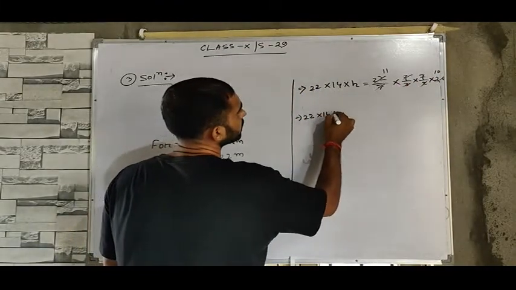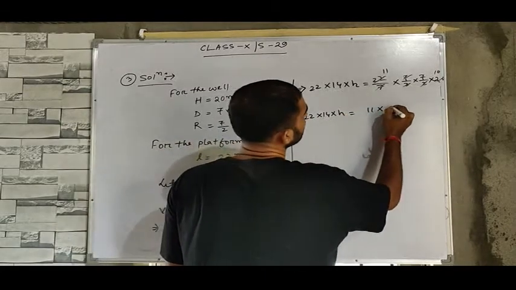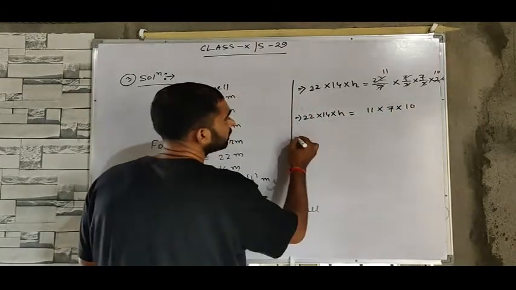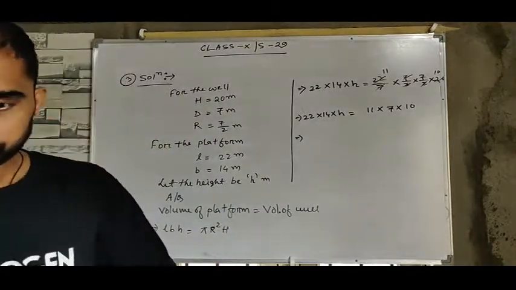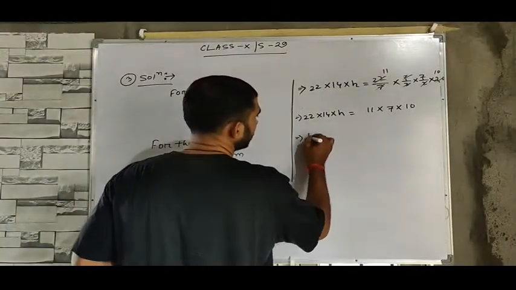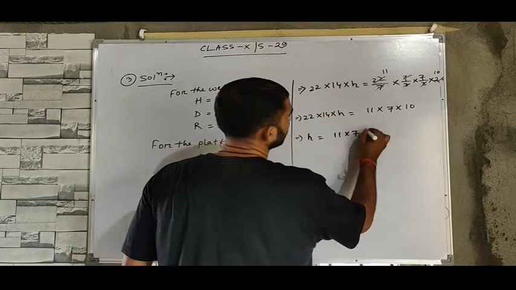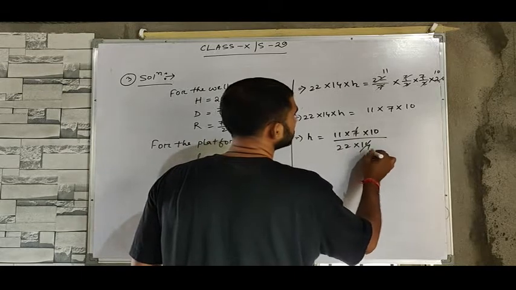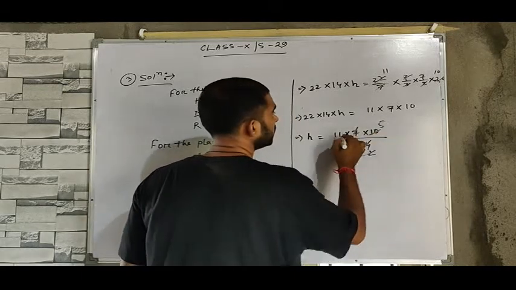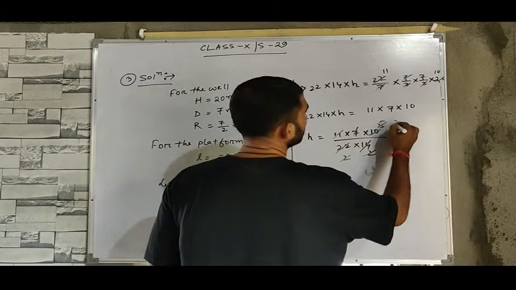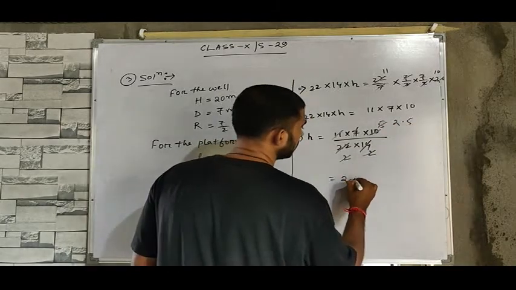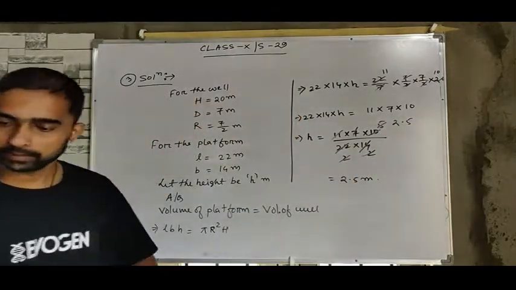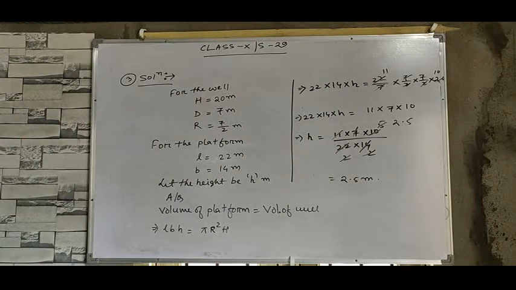22 into 14 into h equal to 11 into 7 into 10. So h equal to 11 into 7 into 10 by 22 into 14. 7 2 ja, 2 5 ja, 11 2 ja, 2 2.5. So the height is 2.5 meter. Understood? So the height of the platform is 2.5 meter. Got it?